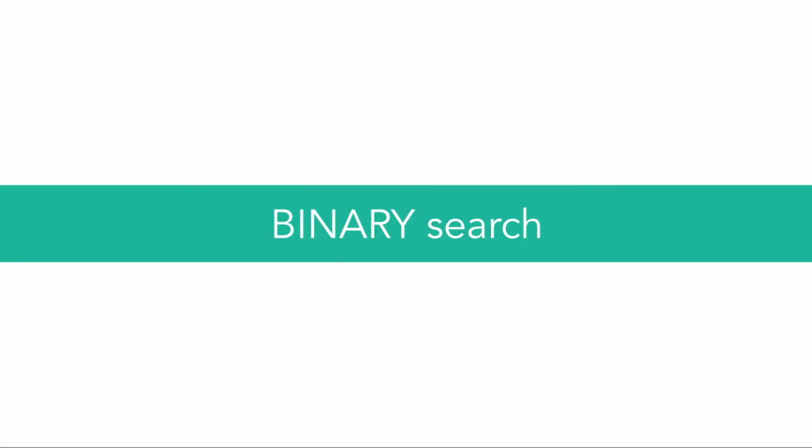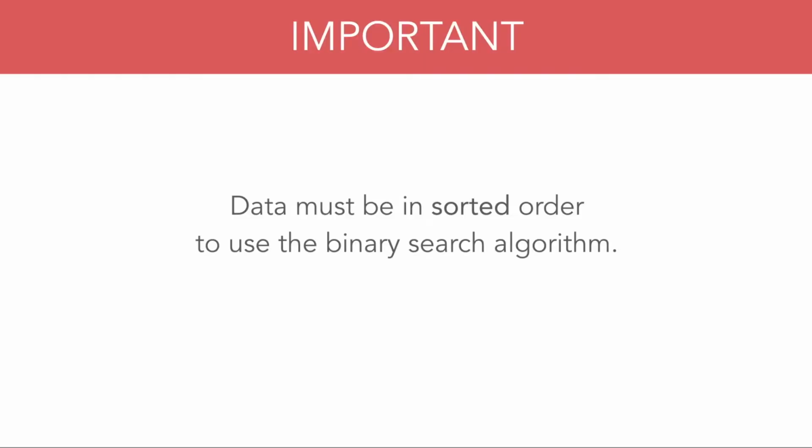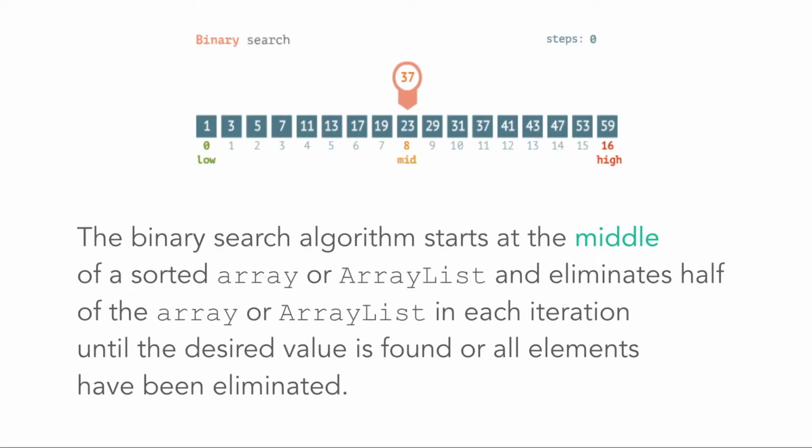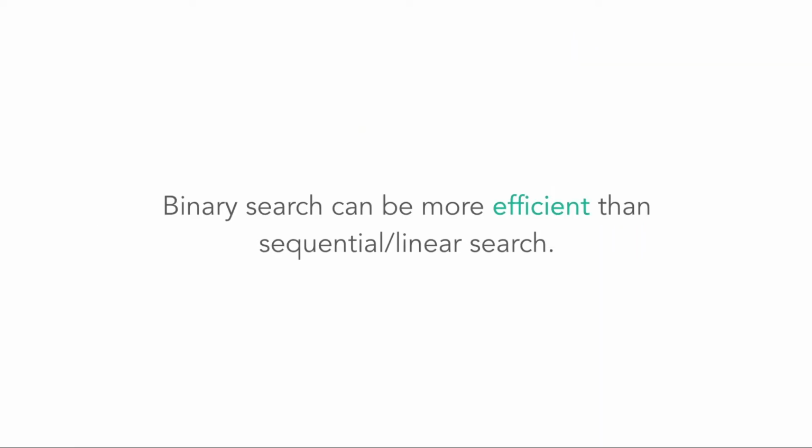Now let's explore the binary search in more detail to better understand it. Note that the prefix bi means two. This is important: data must be in sorted order to use the binary search algorithm. The binary search algorithm starts at the middle of a sorted array or array list and eliminates half of the array or array list in each iteration until the desired value is found or all of the elements have been eliminated. Binary search can be more efficient than sequential or linear search.